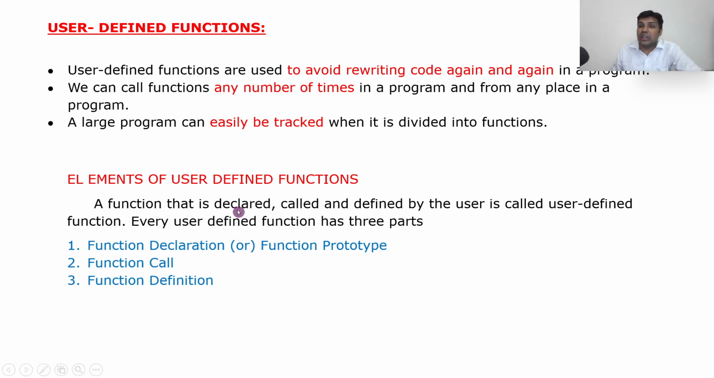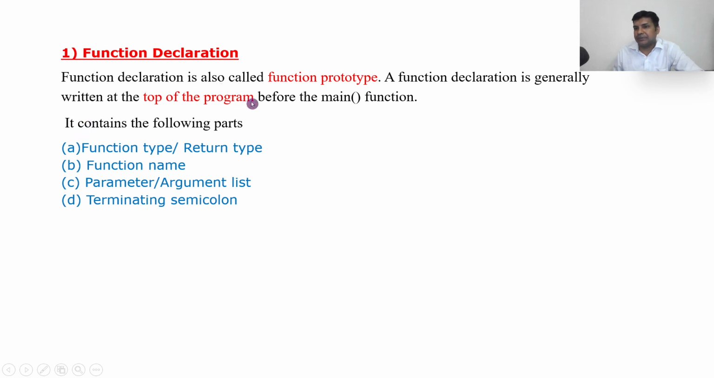Okay, so what are the elements of a user defined function? The elements of user defined functions are three: function declaration, which you can also call function prototype, function call, and function definition. So let us see what these are. First, function declaration. Function declaration is also called function prototype.